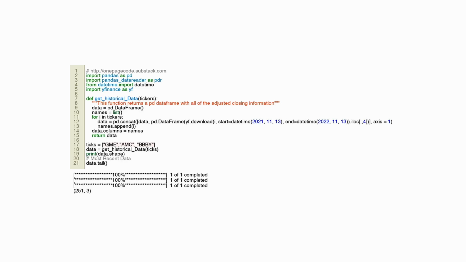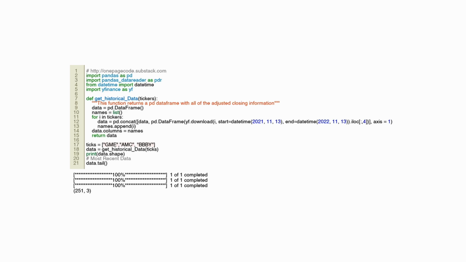This Python code is designed to fetch historical stock price data for algorithmic trading purposes, leveraging deep learning techniques. The code uses several libraries such as Pandas, Pandas Data Reader, and Y-Finance to interact with financial datasets and manipulate them effectively. The core functionality of the code is encapsulated within a function named getHistoricalData, which takes a list of ticker symbols as an argument.